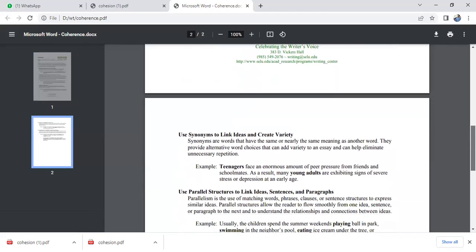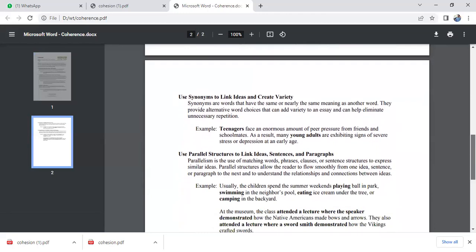Fine. Now coming towards the use of synonyms. Through synonyms, we also bring unity in your ideas. Fine. Your writing. Fine. Your paragraphs. Synonyms are words that have the same or nearly the same meaning as another word. They provide alternative word choices that can add variety to an essay and can help eliminate unnecessary repetition.